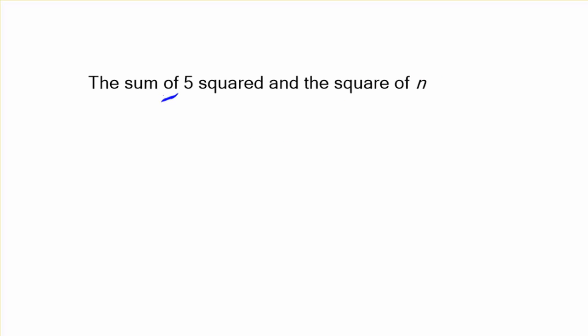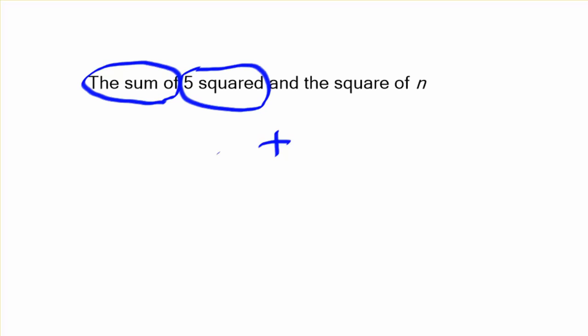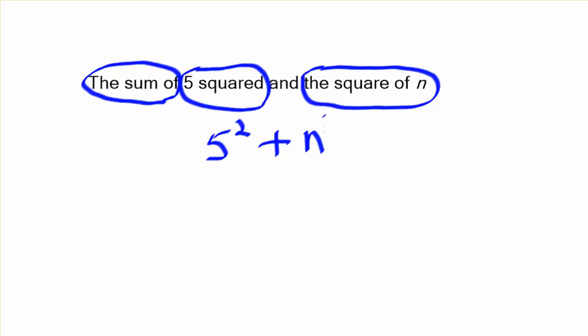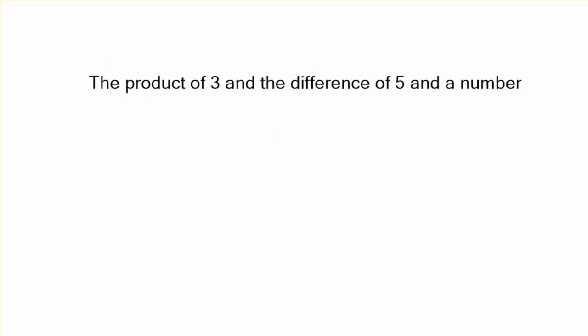And let's do another one. The sum of, well, we're going to add some things together. What are we adding? 5 squared and the square of n. So 5 squared, 5 to the second power, and the square of n, n to the second power. We can just write it like that. Nothing else necessary.